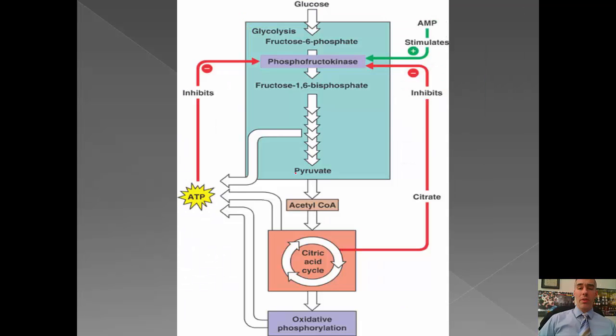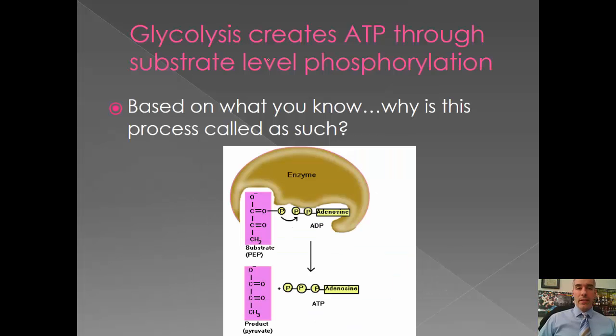This is showing you what I meant previously about how ATP inhibits phosphofructokinase. Citrate, which is one of the products of the citric acid cycle, will also do that. You don't really have to worry about that as much. But AMP stimulates it, because AMP is a lower energy molecule compared to ATP. And if we have more lower energy molecules, that means we have to make more higher energy ones.